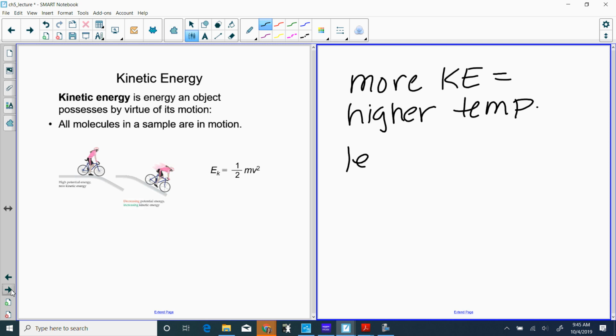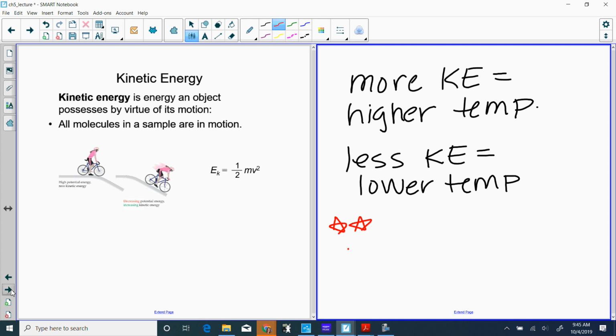Opposite. The less kinetic energy something has, that means the lower the temperature. The molecules are moving slower. They have less kinetic energy. The temperature is lower. Here's the thing, though.